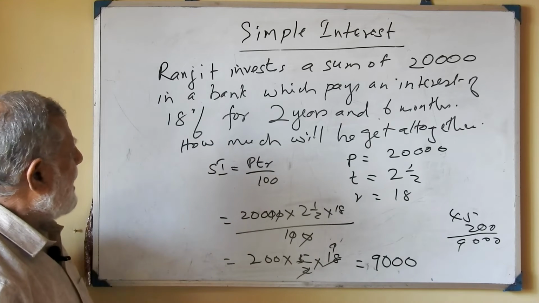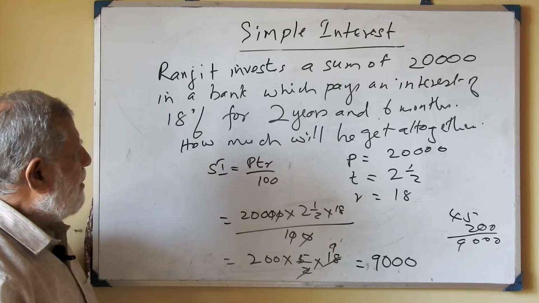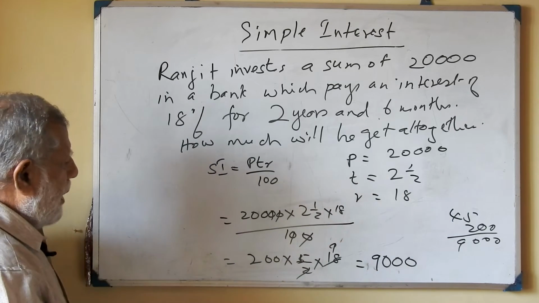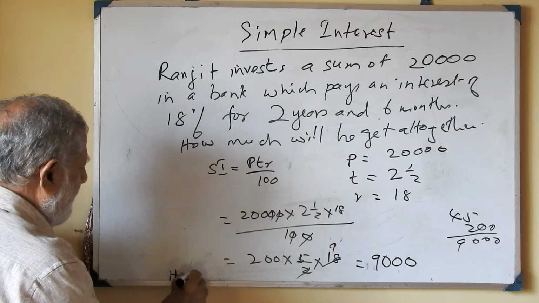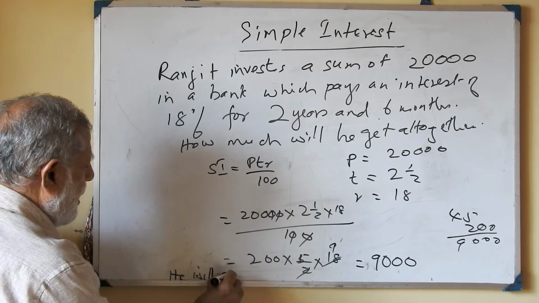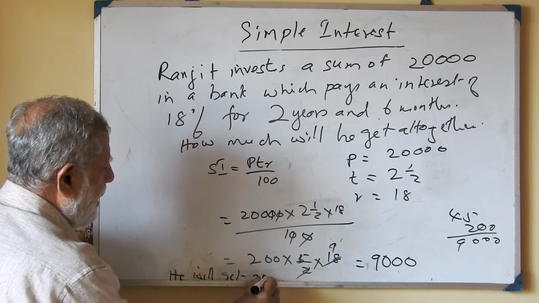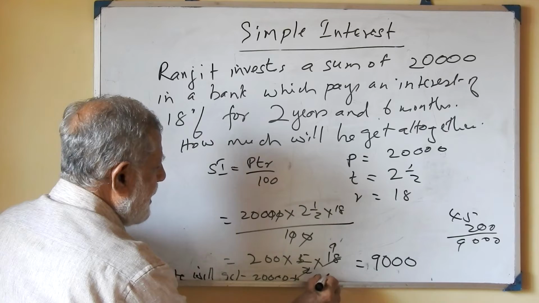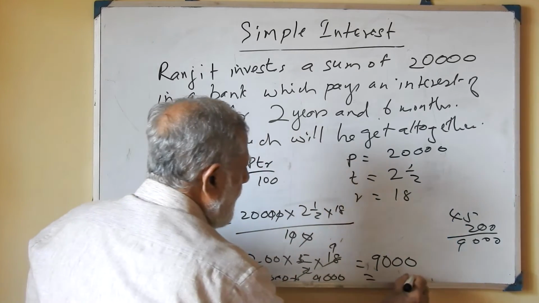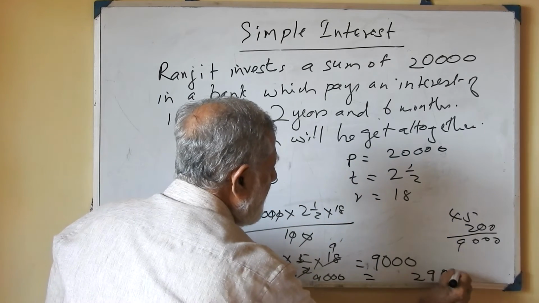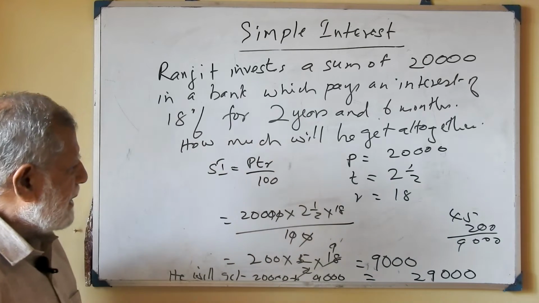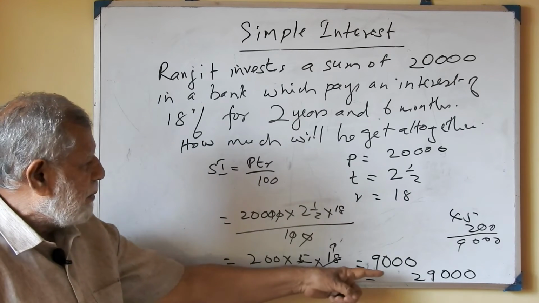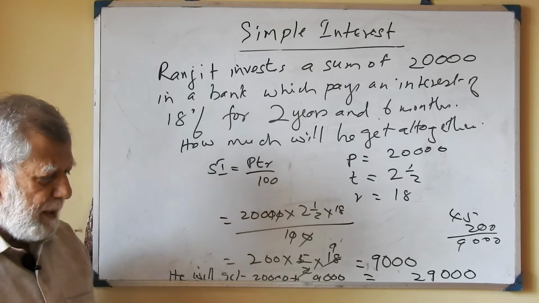So how much will he get altogether? So he will be getting, at the end of 2.5 years, altogether 20,000 plus 9,000. That is equal to 29,000 rupees. At the end of that, interest is 9,000, his capital is 20,000, 20,000 plus 9,000 is 29,000 rupees.